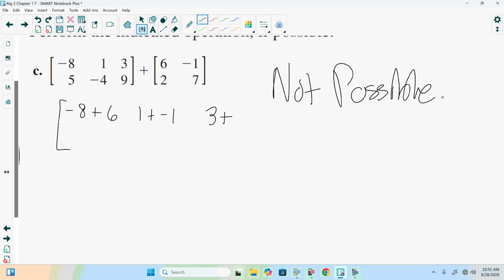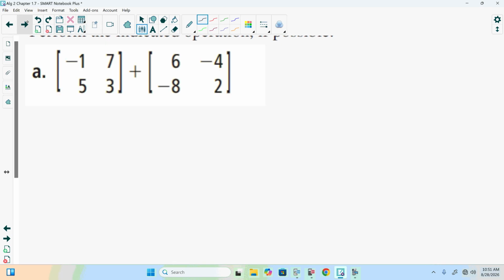I jump into this intentionally this way, because as we see, -8 and 6 do match up, we're good there. -1 and 1 do match up, we can add those there. But because 3 in the first one doesn't have a corresponding element in the second, there's nothing to add it to. It feels like we can just say 0 and be fine. But as soon as I add those zeros, I now have a different matrix than we started with. So there's no way to combine them. There's no way to add them. It is not possible.